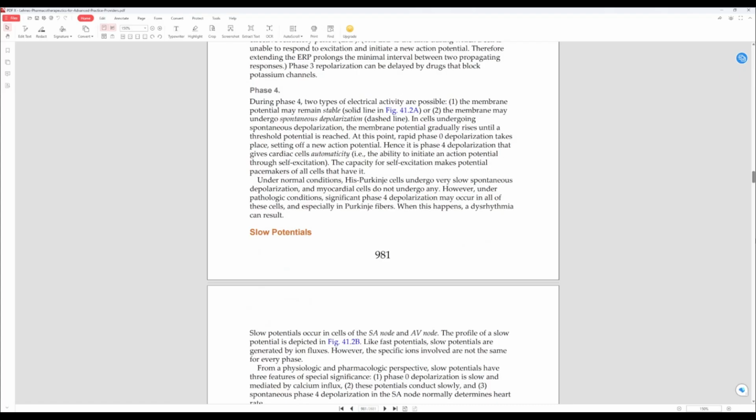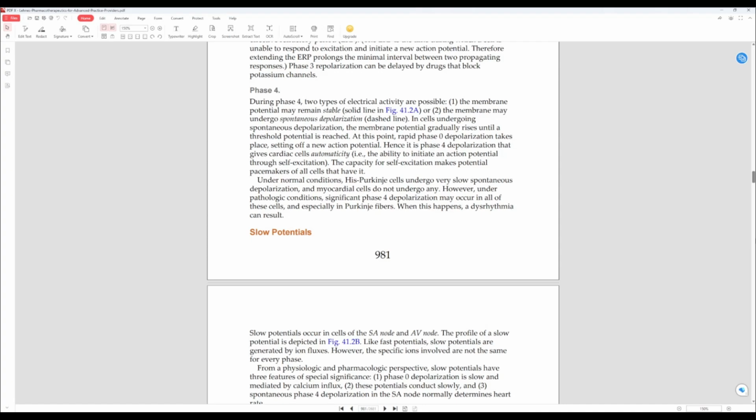Phase 4, the final phase. During phase 4, two types of electrical activity are possible. First, the membrane potential may remain stable. And second, the membrane may undergo spontaneous depolarization. In cells undergoing spontaneous depolarization, the membrane potential gradually rises until a threshold potential has been reached. At this point, rapid phase 0 depolarization takes place, setting off a new action potential. Therefore, it is phase 4 depolarization that gives cardiac cells automaticity.